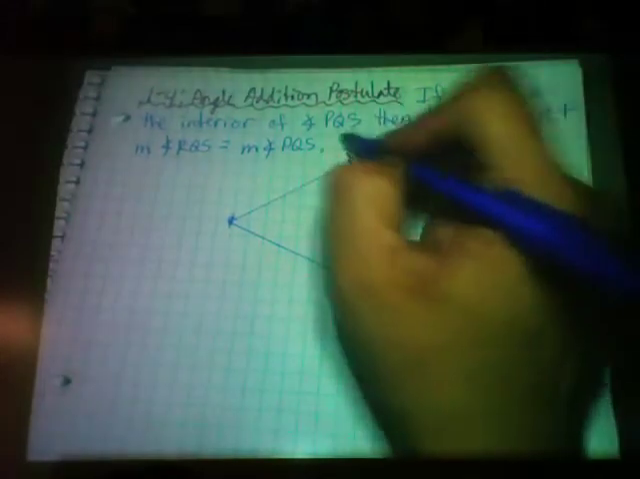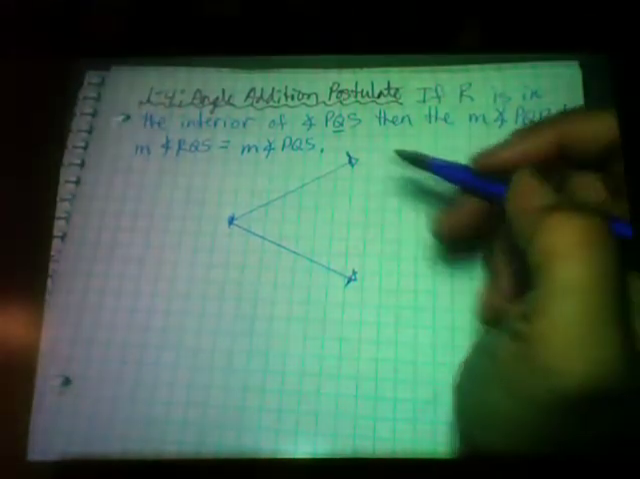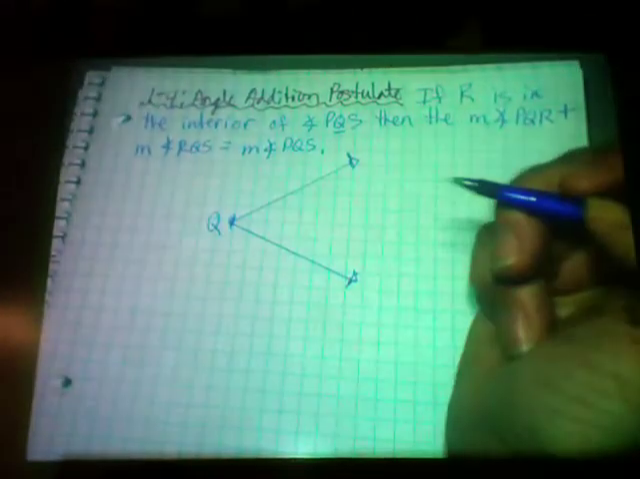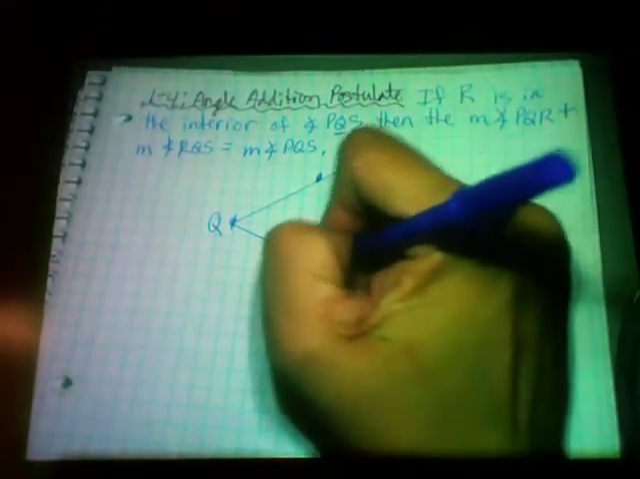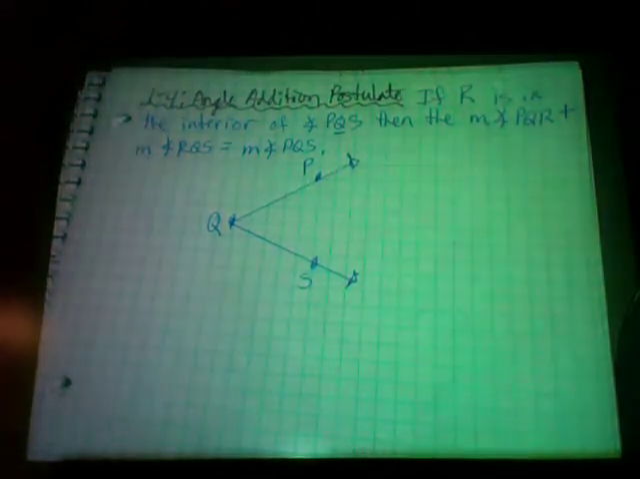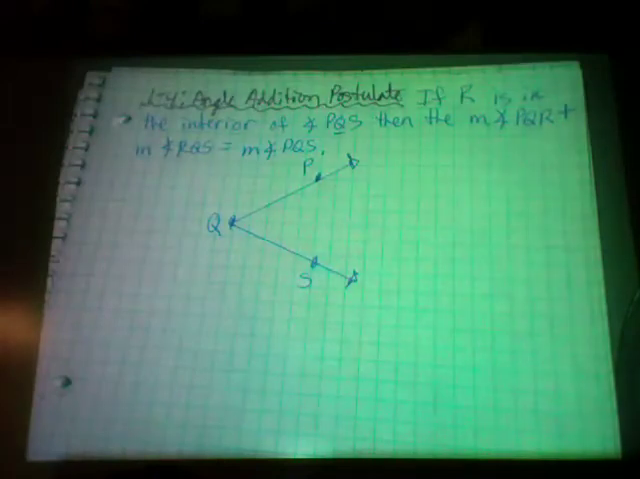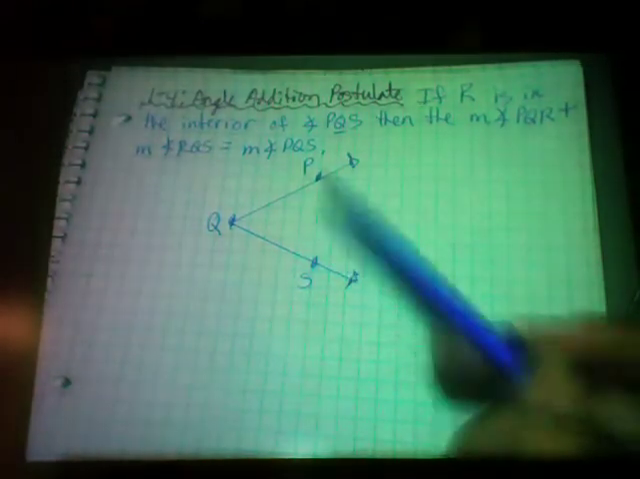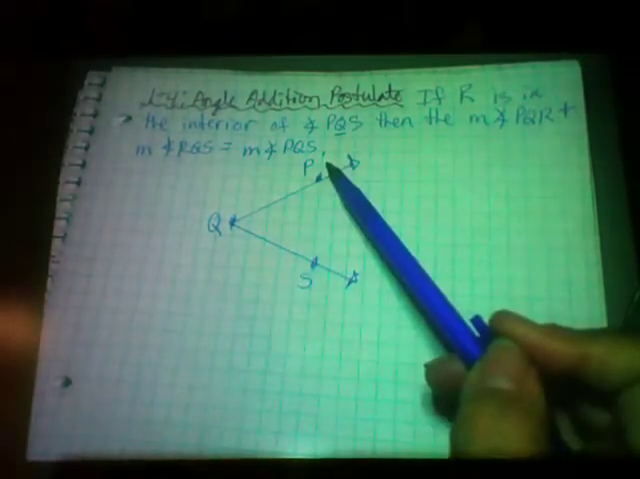Whatever the middle letter is, that's the vertex. So I know that Q goes here. It really doesn't matter whether P is here or S is here. It doesn't matter which ones go where. But Q had better be in the middle. That's your vertex. And you always know the middle one's the vertex. I could name this angle either PQS or SQP. Either one is acceptable.